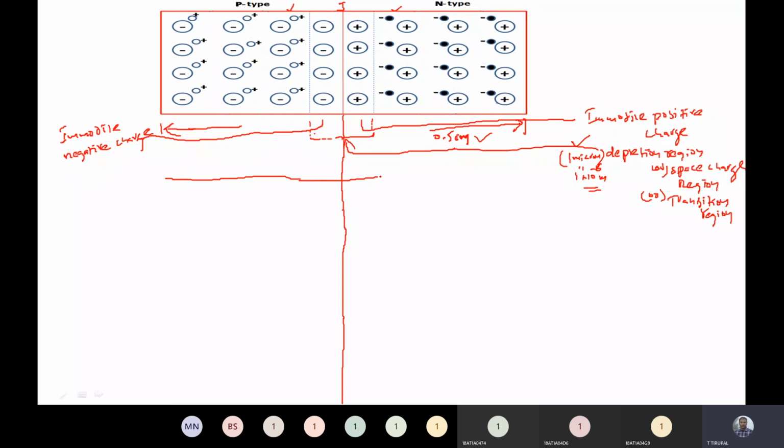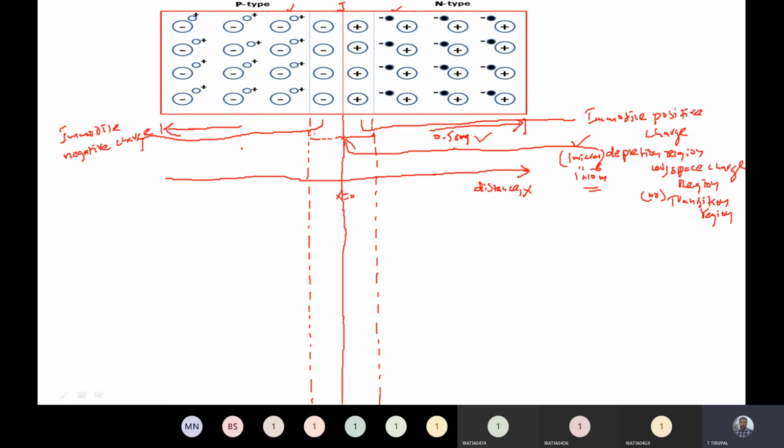See, this is distance x. I am considering this x-axis as distance x, and this is called junction, x equals 0. And this is called depletion region. I am drawing this depletion region also. Please do remember, these are very important points. This one is also a depletion region.